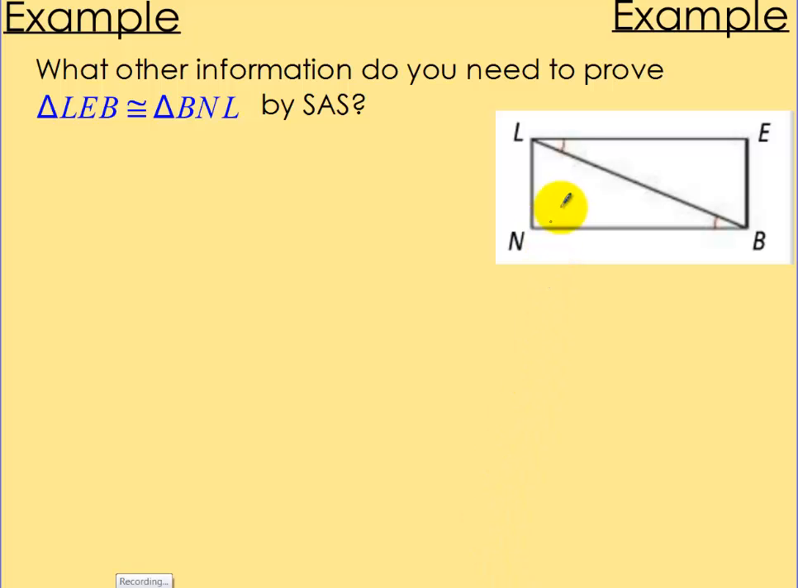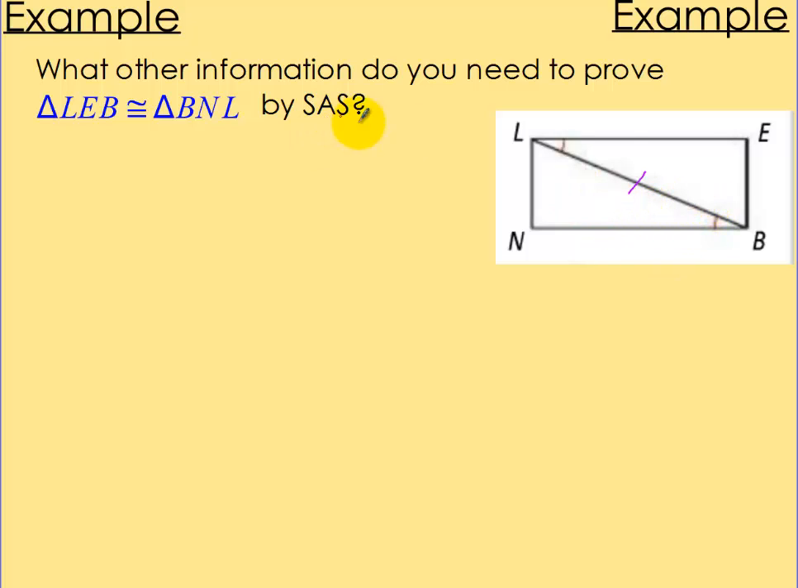All right, what other information do you need to prove this triangle by side angle side? So I've got these angles. And what side? Well, I've got this side because these two triangles share this one side. Now I need another side. Which side do I need though? Do I need this side, the edge of the box, or do I need the top and bottom?